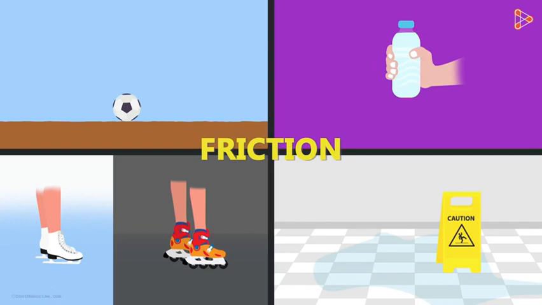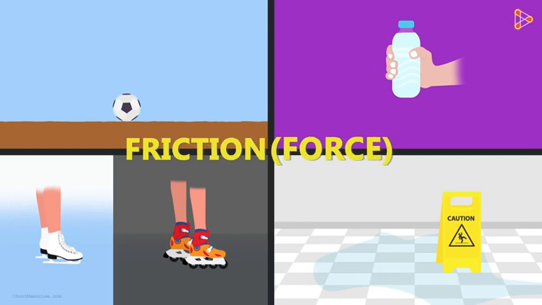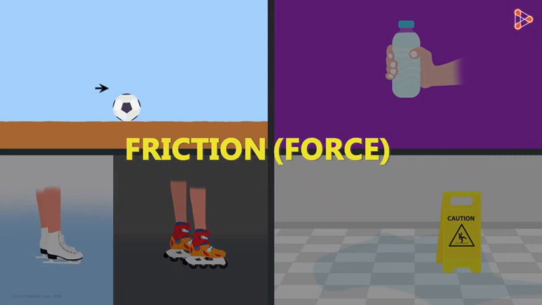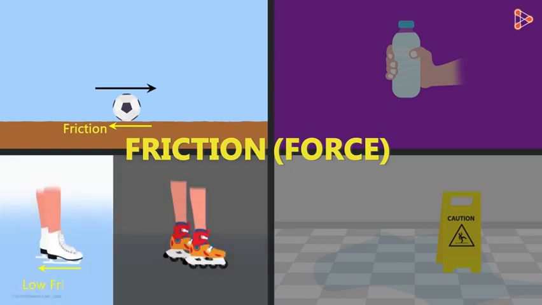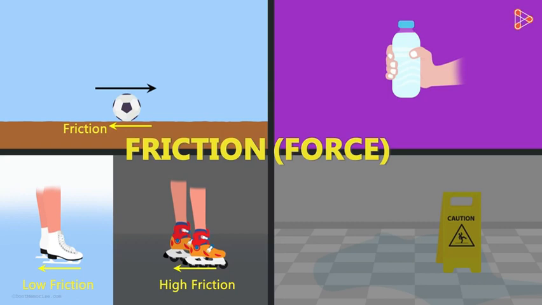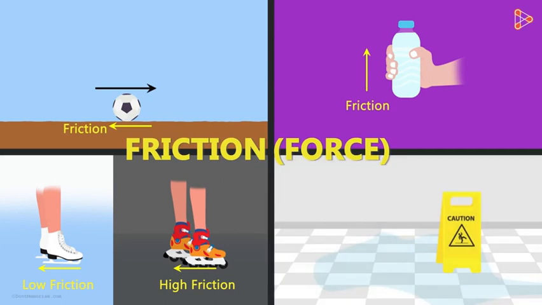It's quite easy to understand its concept. Friction is nothing but a force. It is the force exerted by a surface when an object moves across it. In the first case, when the ball is moving in this direction, the force of friction is acting in the opposite direction. The force of friction offered by the ice rink floor is lesser than the force of friction offered by the road. Hence, skating on the ice rink is easier and seems effortless. The bottle does not slip down because the surface of your hand offers a friction in the upward direction. And in the case of the floor in the mall, the soapy water reduces the friction offered by the floor.